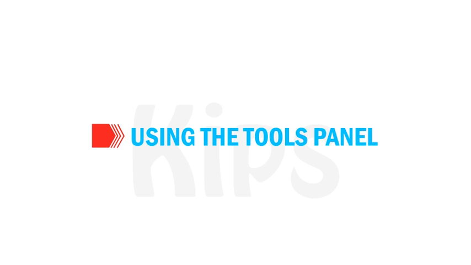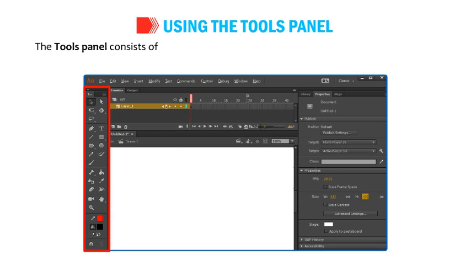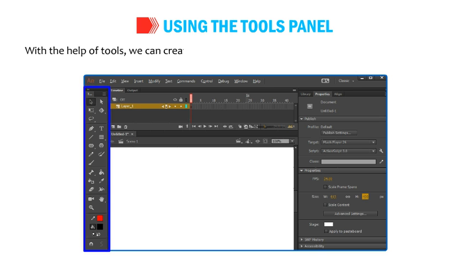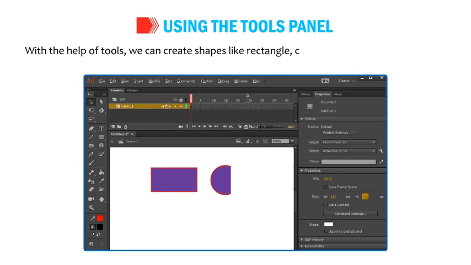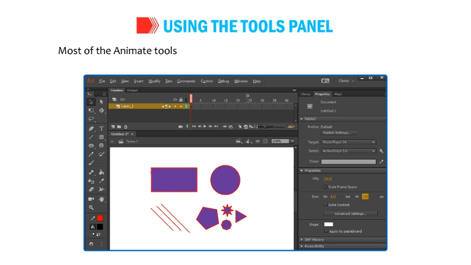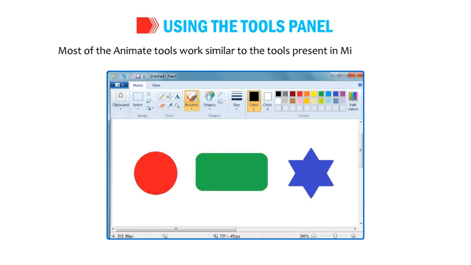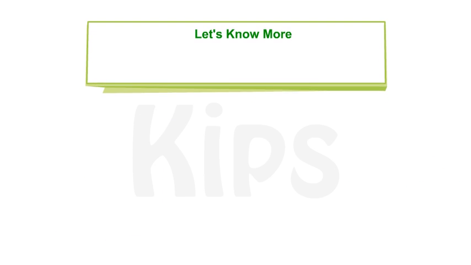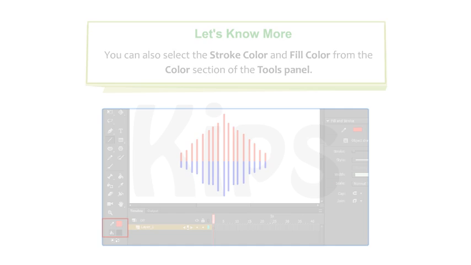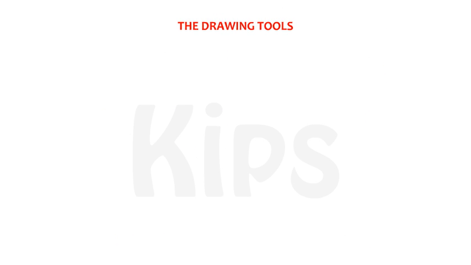Alright, now let me tell you how to use the Tools panel. The Tools panel consists of many tools that help in drawing, coloring and modifying an object. With the help of the tools, we can create shapes like rectangle, circle, line or any other object. Most of the Animate tools work similar to the tools present in Microsoft Paint. Let us know more. You can also select the stroke color and fill color from the color section of the tools panel. Okay, we will discuss the drawing tools.